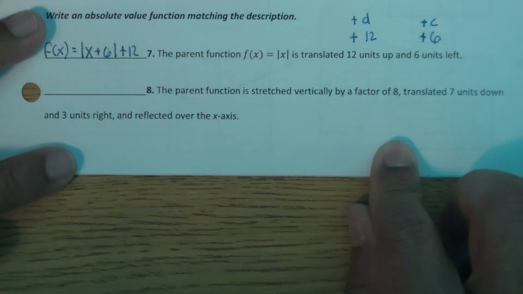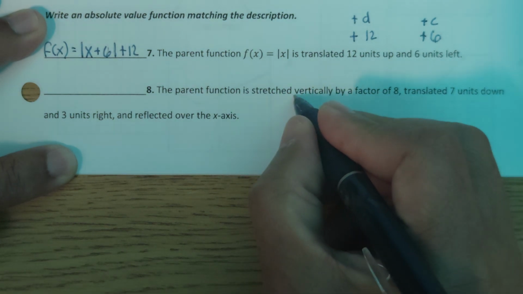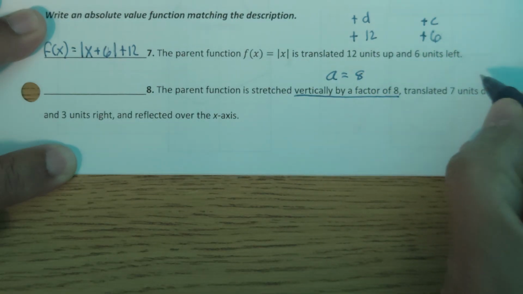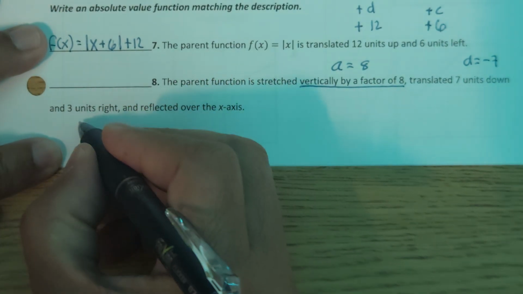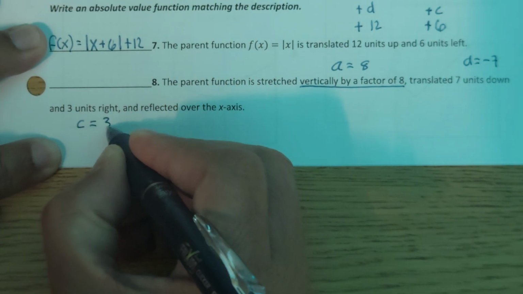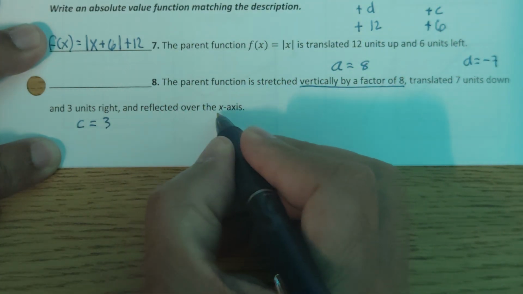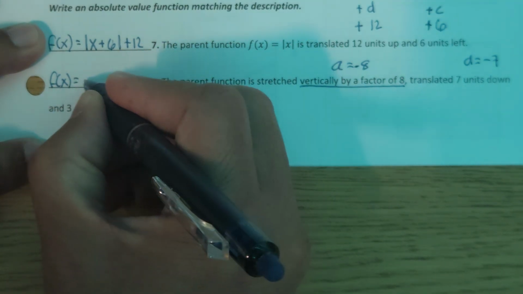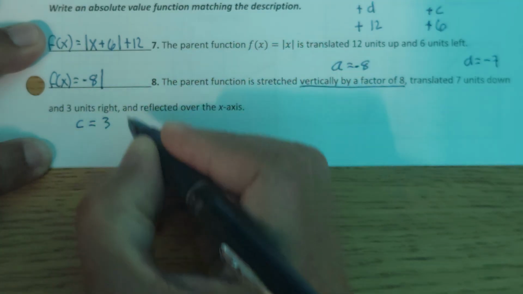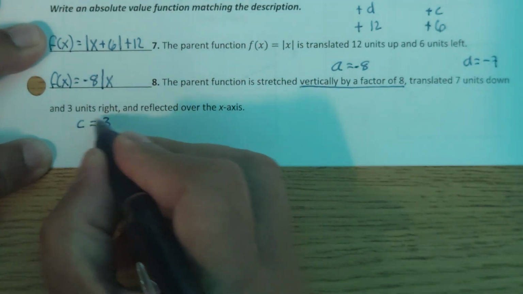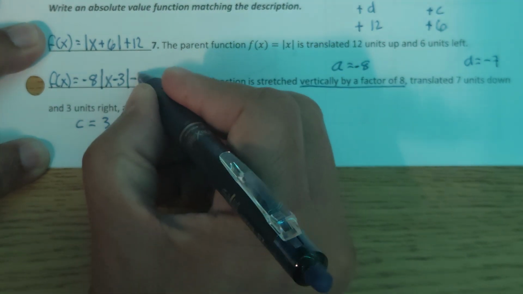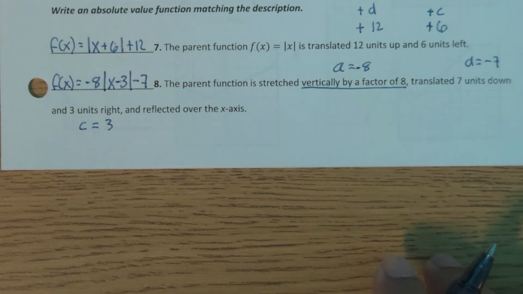Okay, last example. So for this one has a vertical stretch. Okay, so factor of 8. So that means A equals 8. And then translate it 7 units down. So D equals -7. And then 3 units to the right. So that means C equals 3. And it's going to have a negative in front of it. And it's reflected over the x-axis, which means this is -8. Okay. So then f of x equals -8. That's the a value, absolute value of x. The graph is going to go to the right. So it's going to be -3. And then d value is -7. So that's the function that represents the transformations that we're given.